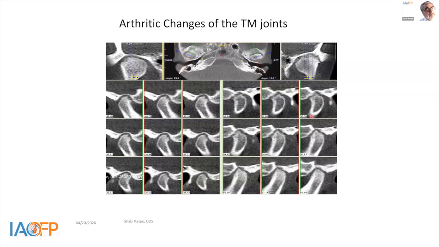Very distracted joint. And the same, and after that, I sent her to the neurosurgeon for evaluation and treatment, and the patient disappeared.